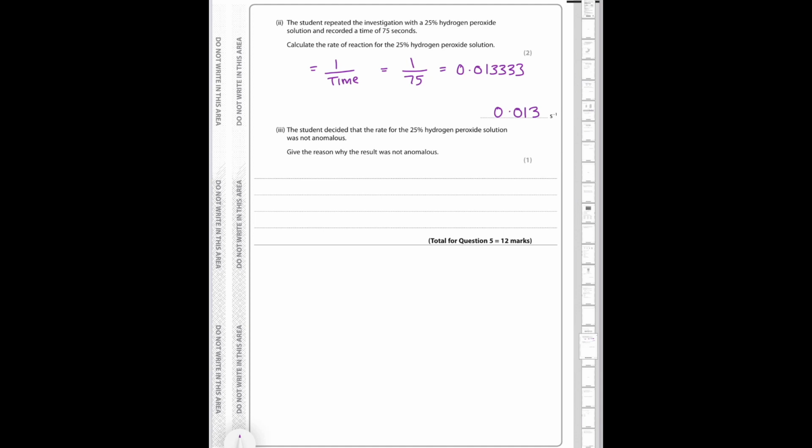Then for the next part of the question, we are told that the student decided that the rate for 25% hydrogen peroxide solution was not anomalous. Give a reason why the result was not anomalous. Well, the result cannot be anomalous because the substrate, the hydrogen peroxide, is not the rate limiting factor, so it wouldn't be anomalous.